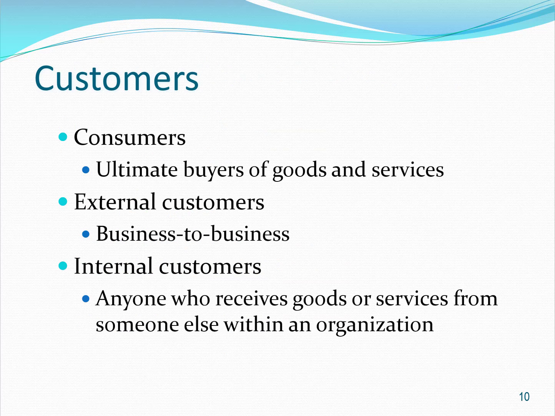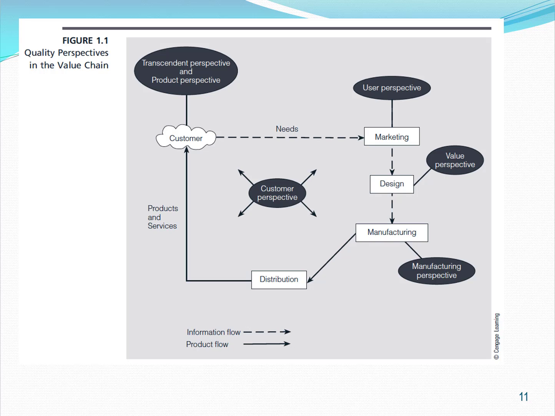So what do we mean by customer? In this case, the customer could be the ultimate buyer of the goods or service. And then you can have, of course, external and internal customers. You could have external customers as a business. For instance, you could be the manufacturer of parts that you supply to an auto manufacturer. Or you could have internal customers, and that would be anyone who receives the goods or service from someone within the organization. So here's a good depiction of that.